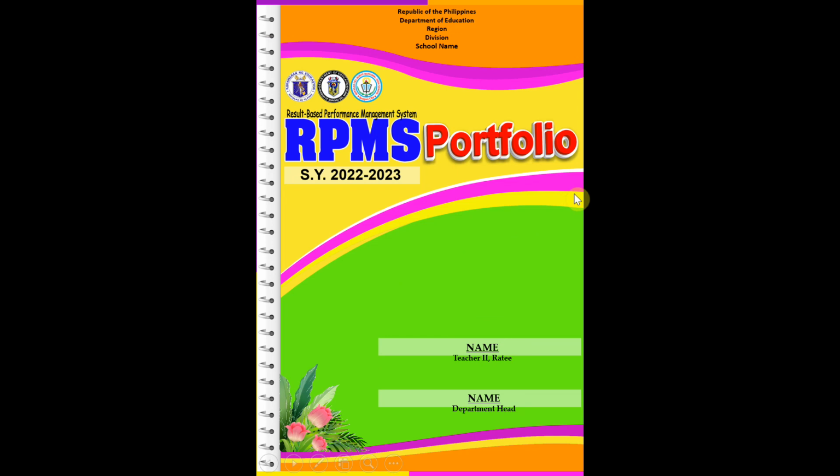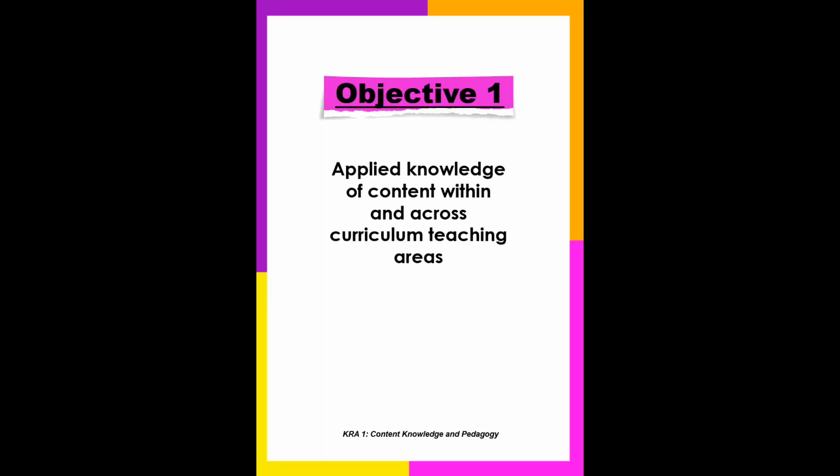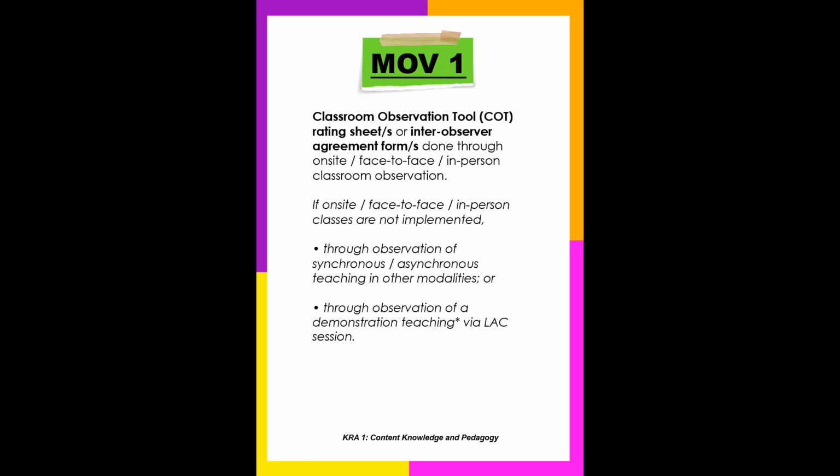Okay, on the first slide, it contains your cover page. This is set on an A4 size bond paper. The second slide is the KRE1. Next is the Objective 1. Your MOV for Objective 1 slide is where you're going to put your MOV for Objective 1.